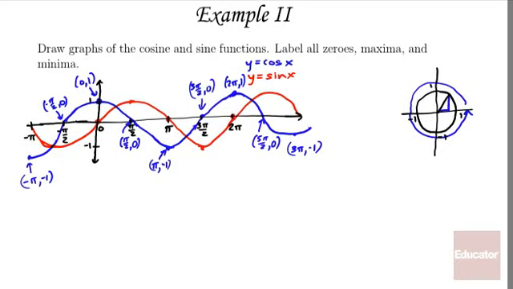And now let me do the zeros of the sine graph. There's one, 0, 0, -pi, 0, and pi, 0, 2 pi, 0. The maximum value would be 1, and that occurs at pi over 2. And again at 5 pi over 2. And the minimum value would be at 3 pi over 2, where the sine is -1.